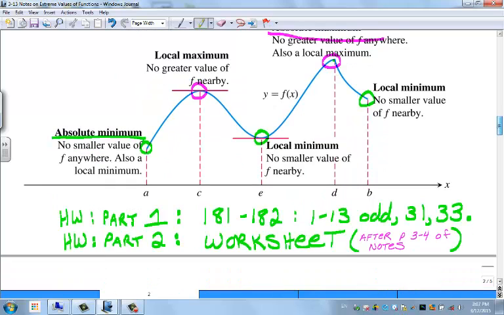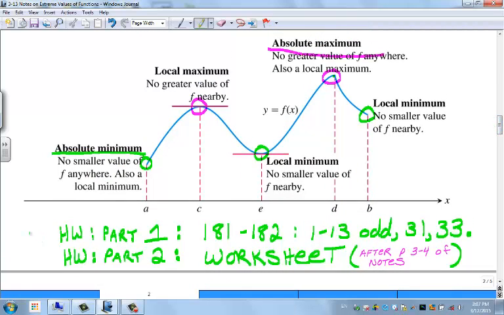All right, so if you wanted to pause the video right now, you are now prepared to do part 1 of the homework, okay, which is on page 181 to 182, 1 through 13 odd, 31, and 33, okay? You can do those based on what we just did.